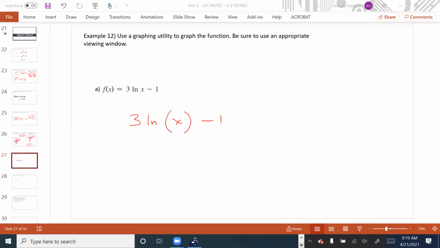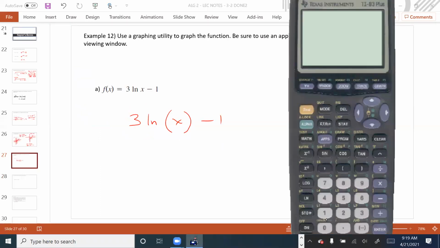I'm going to turn it on. Landon, yours is going to look just a tiny bit different, but it's still going to be similar. So y equals button right over here. I got 3, I got ln, have the x inside there, close off the ln, and -1 from it. Okay, and then at that point, click the graph button, and you're good to go.